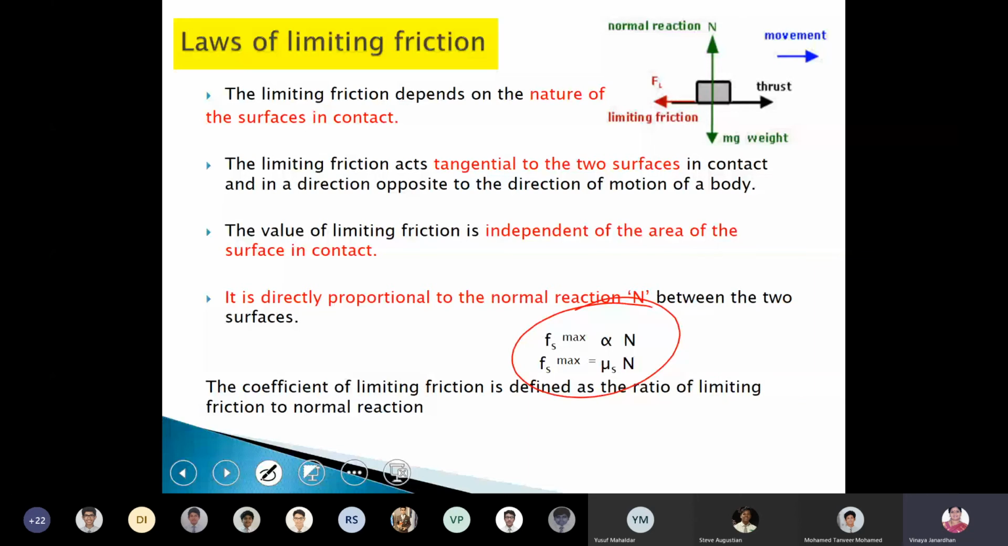Anyway, now you start with this, boys. You complete this. Now this constant of proportionality, mu_s, is called the coefficient of limiting friction. This is very, very important when you solve your numericals. When you're talking about the nature of the surfaces in contact, that point means the coefficient of limiting friction. So for both the surfaces, they will have a value of mu_s. Let me see if I can get a tabular column. You'll understand it better.